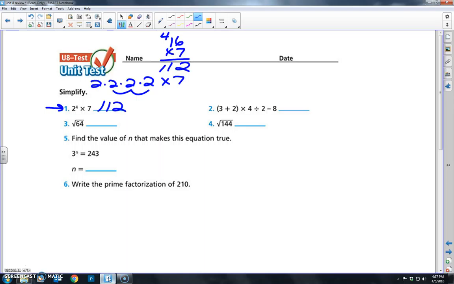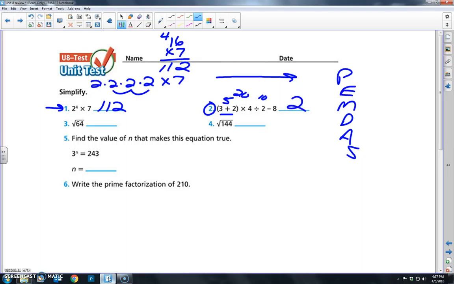Okay, number 2, I want you to think about PEMDAS. Think about what comes first. Do parentheses first. 3 plus 2 is 5. And then we're going to follow this across as we're reading a book. So 5 times 4 is 20. 20 divided by 2 is 10. 10 minus 8 is 2. Okay? I would go ahead and write this on my test tomorrow, so you have that.